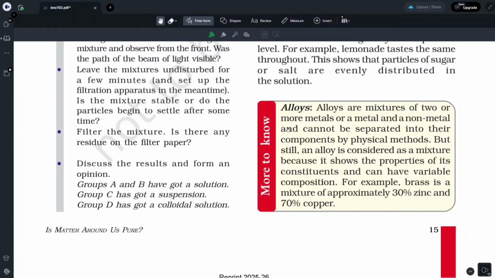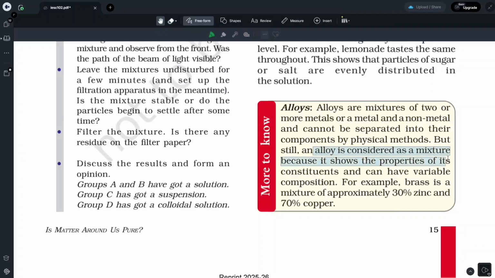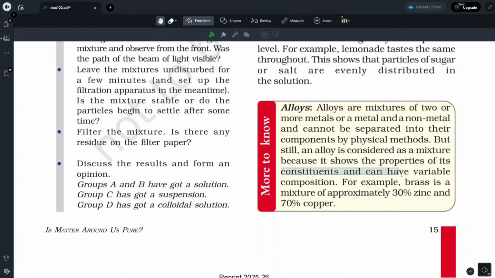More to know. Alloys. What are alloys? Alloys are mixtures of two or more metals, or a metal and a non-metal, and cannot be separated into their components by physical methods. But still, an alloy is considered a mixture because it shows the properties of its constituents and can have variable composition. For example, brass is a mixture of approximately 30% zinc and 70% copper.